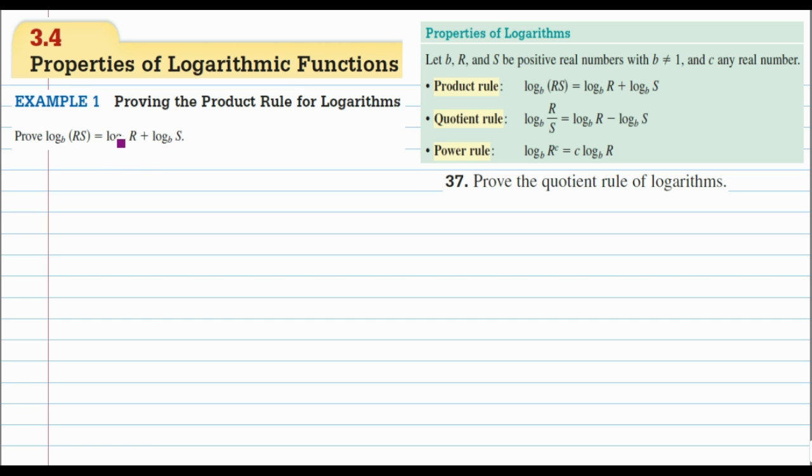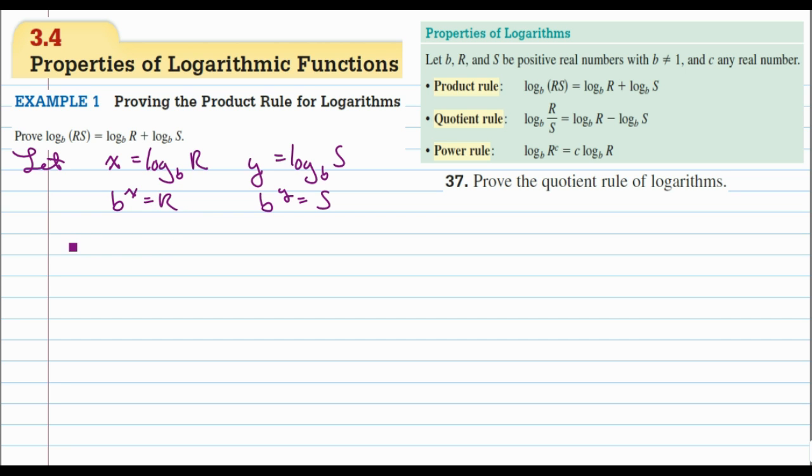First, I don't like log base b of r or log base b of s, so I'm going to call x log base b of r and y log base b of s. So I'm going to let those equal each other. Now, to change those into exponential, I've got b to the x equals r and b to the y equals s. So I changed from logarithmic form into exponential form.